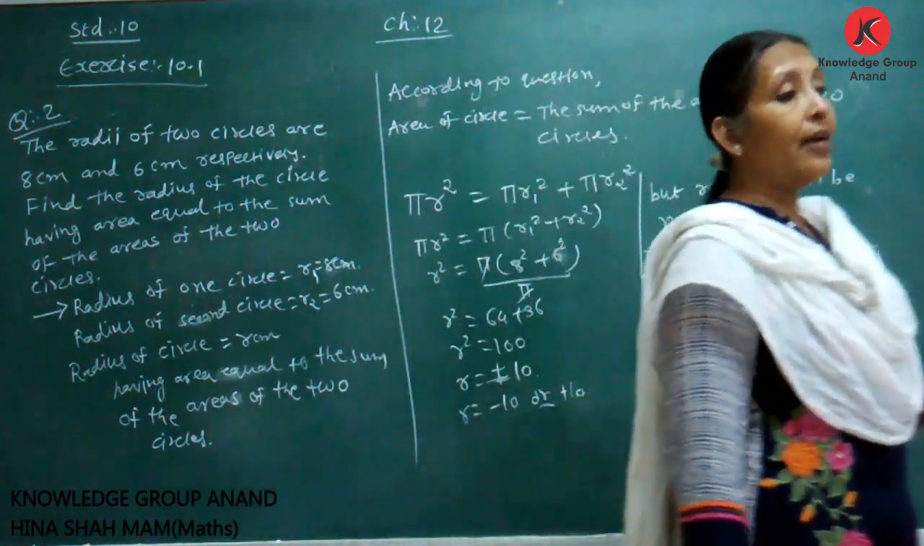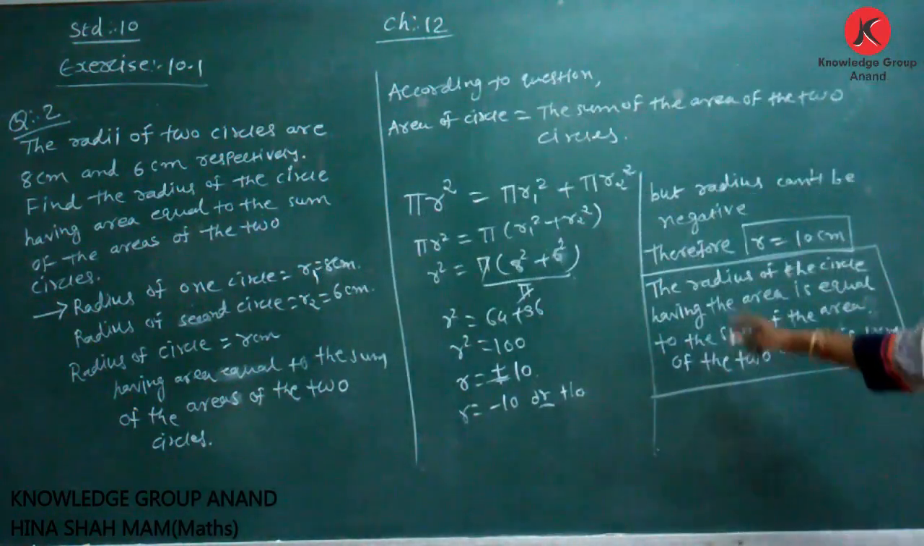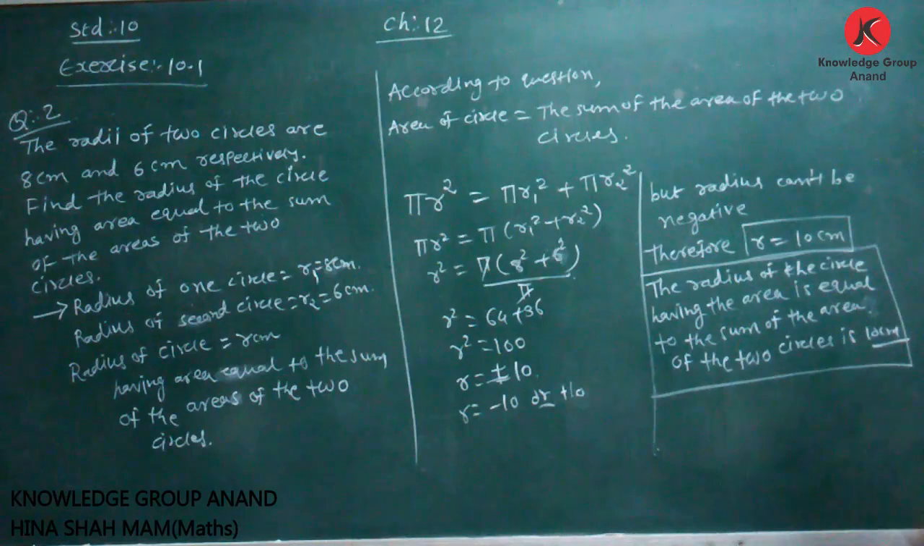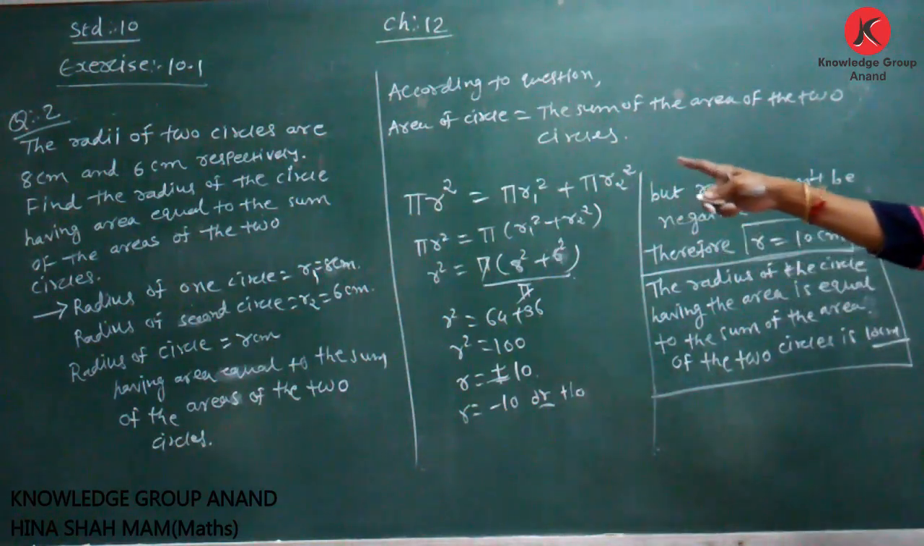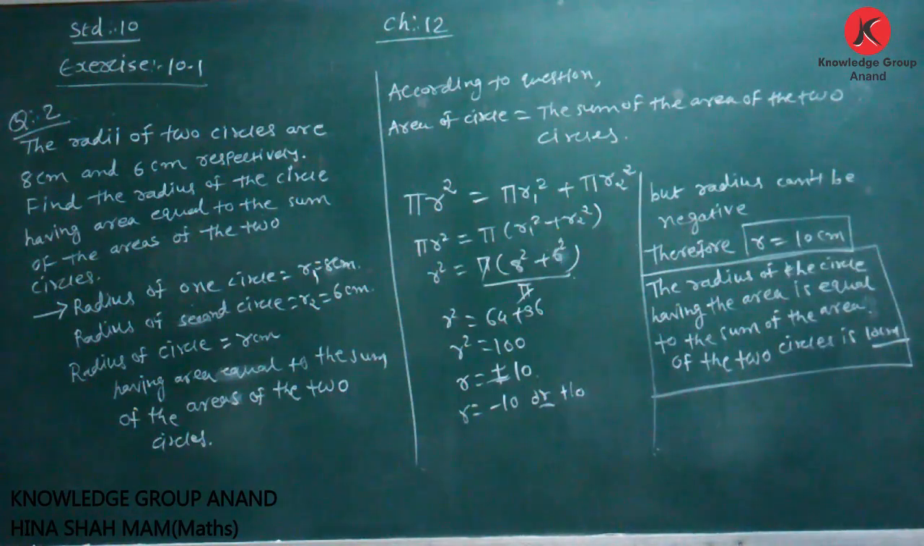But radius can't be negative. Therefore, r is equal to 10 centimeter. And then write the statement from the question: the radius of the circle having area equal to the sum of the areas of the two circles is, last answer, 10 centimeter. Question number 2 completed.